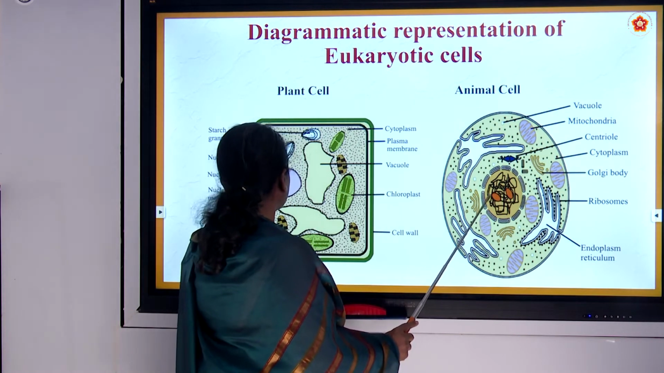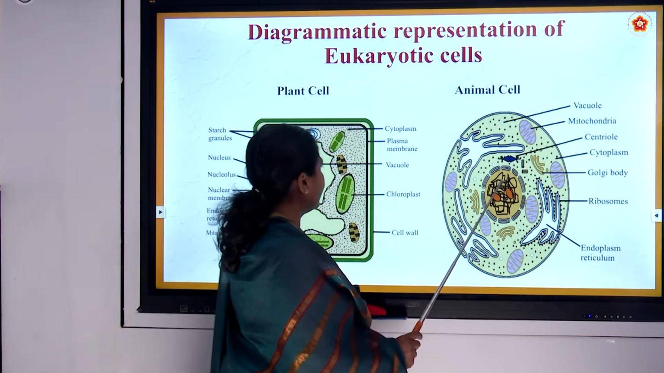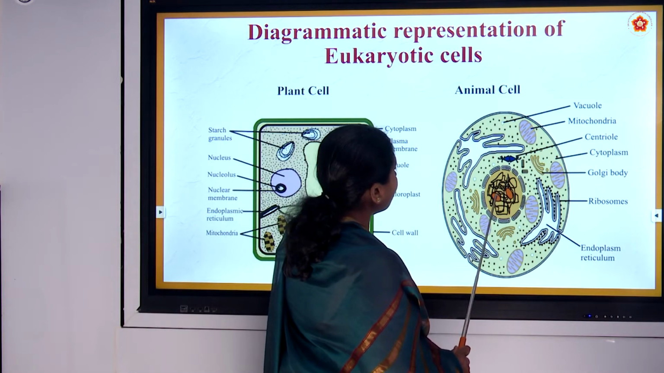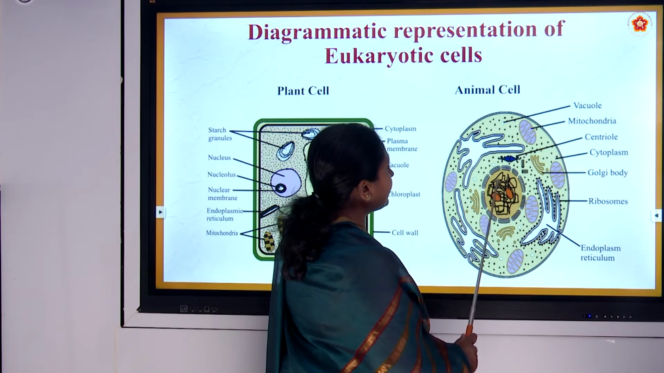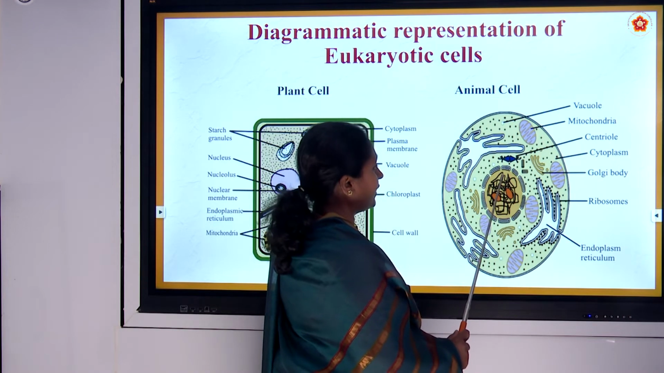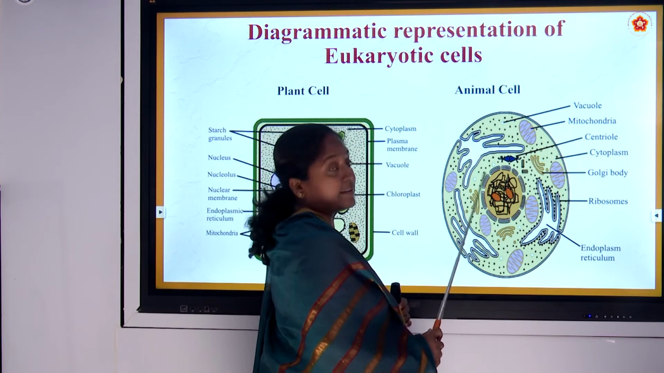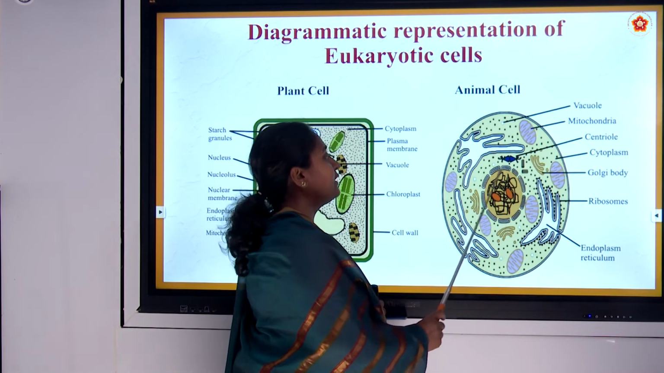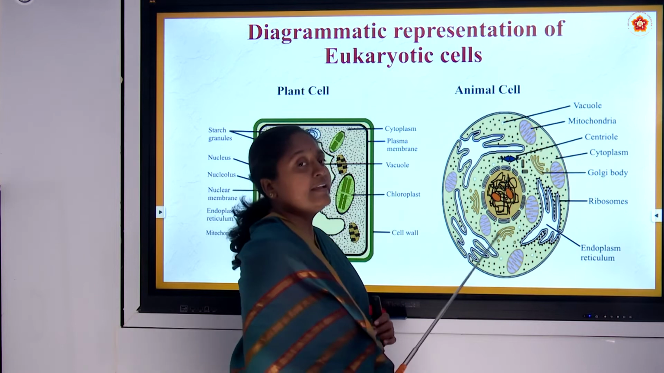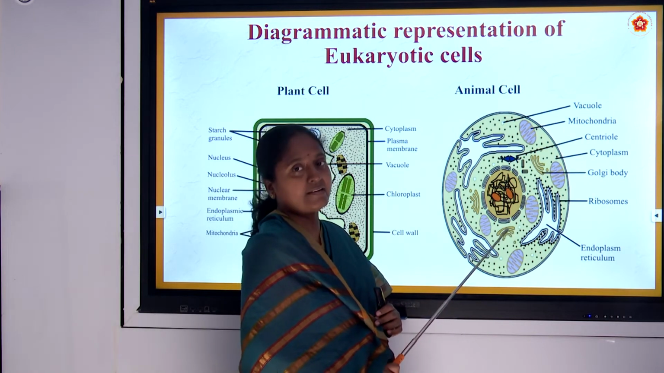Then inside the nucleus, we can see the nucleolus, and then the chromatin is also present all around. This area is known as the nucleoplasm, that is also present. So, you can see the nucleus clearly depicted in this diagram.